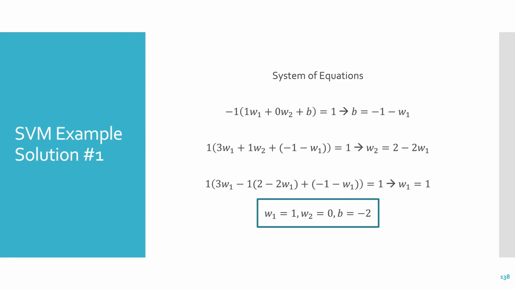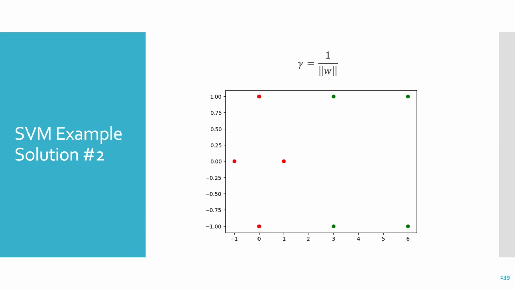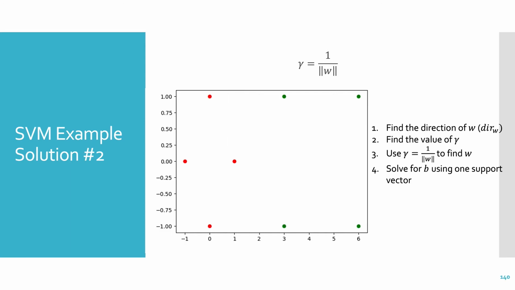We've done it. There's another way to solve this. We can use information that we know about SVMs, specifically that the margin is equal to the inverse of the length of W. That is, gamma equals 1 over the length of W. The steps for this method are as follows. First, we're going to find the direction of W. We're going to name that dir W. We're going to find the value of the margin, and then we're going to use this equation, gamma equals 1 over the length of W, to find W given its direction. Then we're going to solve for B using one support vector. Let's do it.